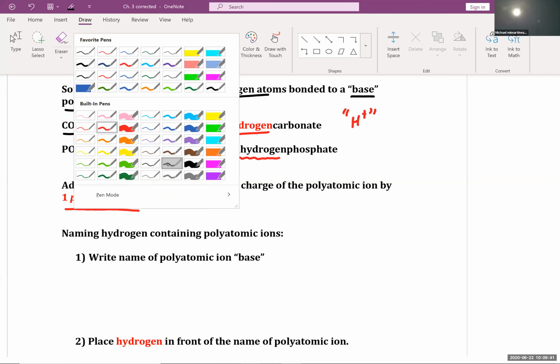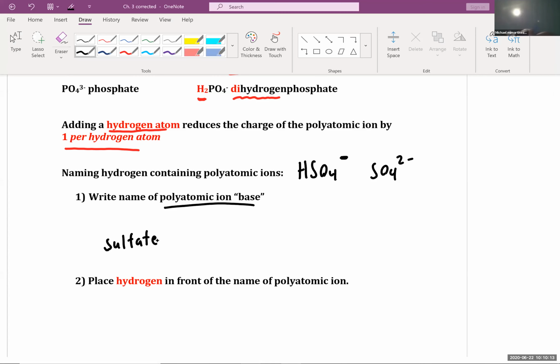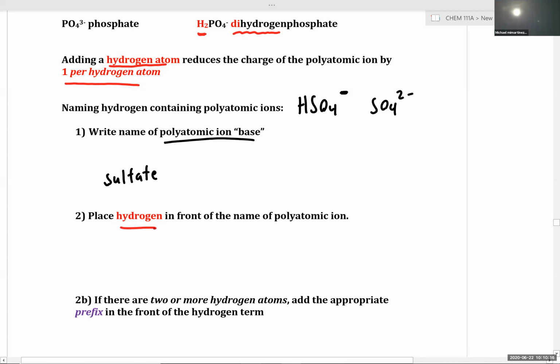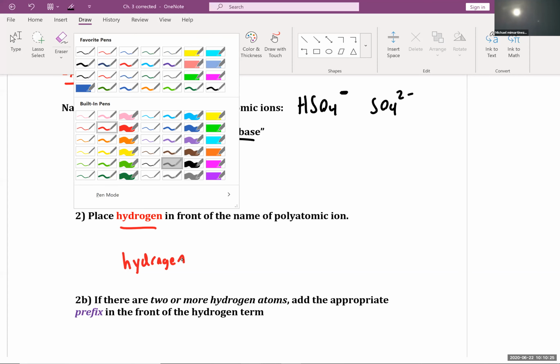Okay, so let's talk about the procedure for naming hydrogen-containing polyatomic ions. Let's look at HSO4 minus. First things first, we write the name of our polyatomic ion base. In this case, our base polyatomic ion is SO4 2 minus, and we call that sulfate. Next, we write the name hydrogen in front of the name of our polyatomic ion. So in this case, this would be called hydrogen sulfate.